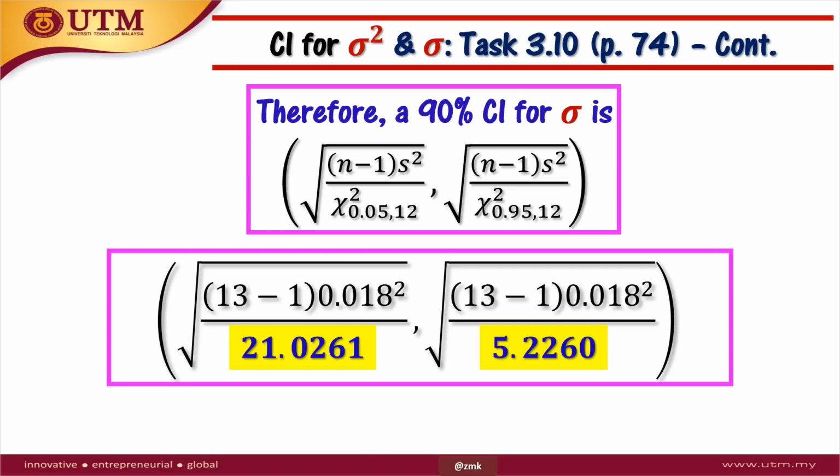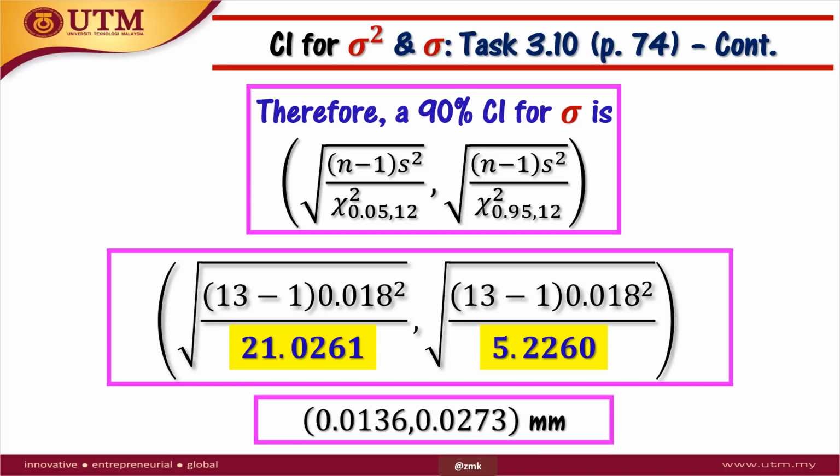Having all the required values substituted in the formula, we then have the 90% confidence interval for the true standard deviation of bolt inside diameter given by 0.0136 and 0.0273 millimeters. Notice that the lower limit is lower than the upper limit.